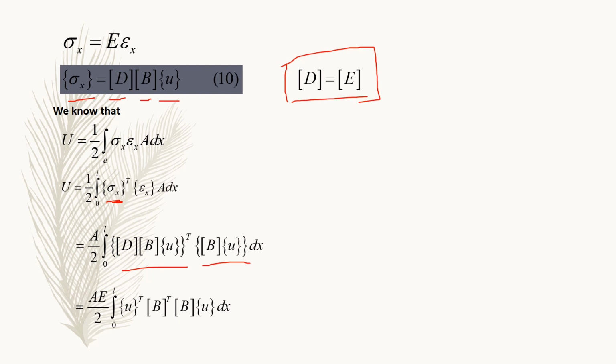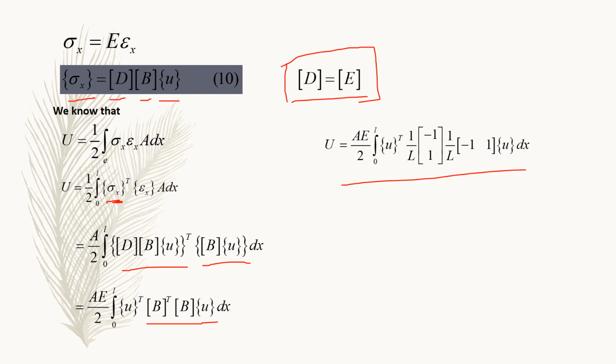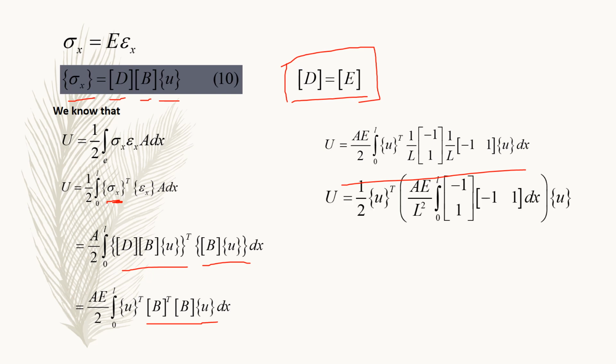form like this: A into half U transpose B transpose D into B into U. This one is the stiffness matrix of this bar element. So this is the equation that represents strain energy in terms of its matrix. So we need to integrate this one and substitute its magnitude. It varies from 0 to L, this is a non-dimensional element, its length varies from 0 to L. So directly we can substitute and integrate.